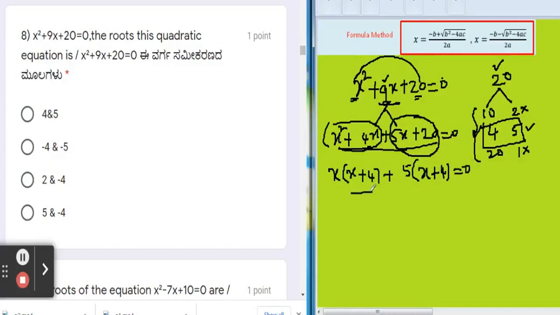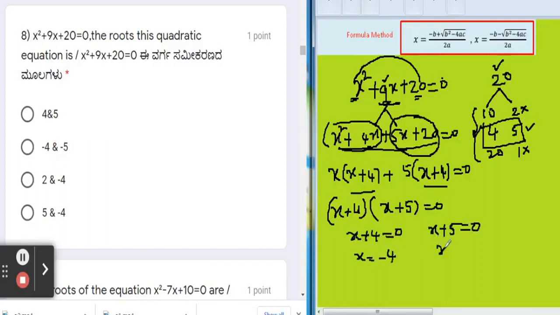In both cases, x plus 4 is common. So if I take x plus 4 as common, I will get x plus 5 is equal to 0. Separately, I have to equate x plus 4 with 0 and x plus 5 with 0. So x is equal to minus 4, since plus 4 moves to the other side, and x is equal to minus 5. So the correct option for this question is B, minus 4 and minus 5.